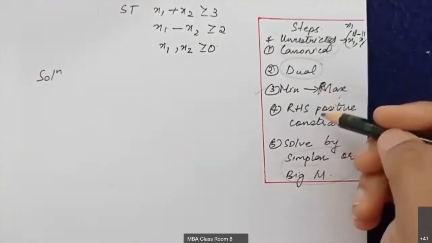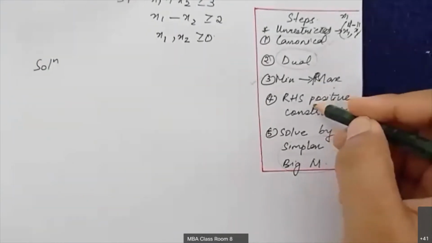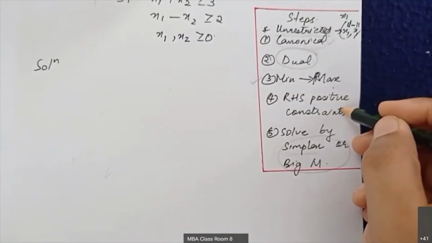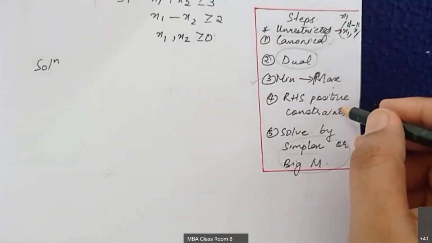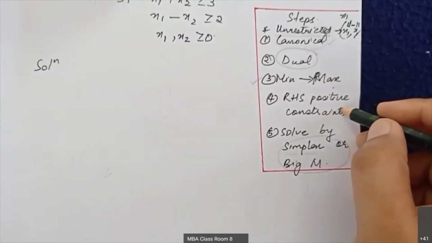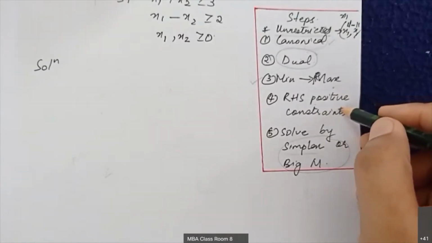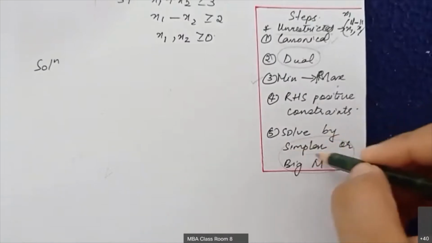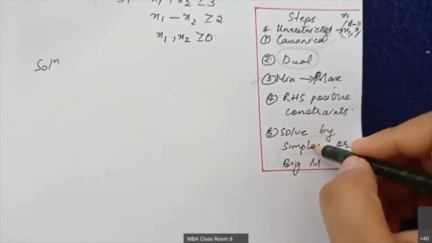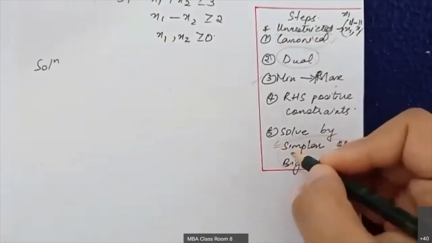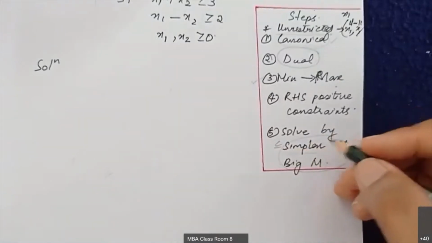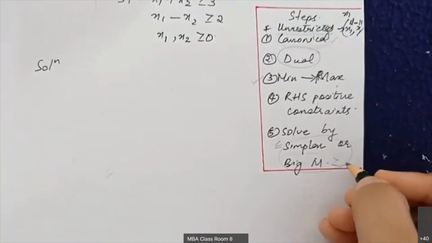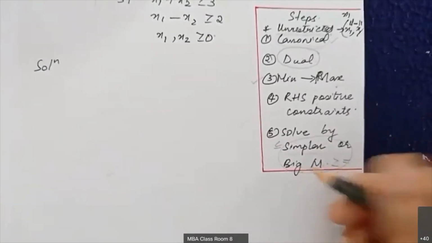The second thing that you check in the simplex method or big M method is that the right hand side of all the constraints should be positive. Again, if that is not positive, you have to multiply both sides of the constraint with -1. Then you will finally decide whether we have to solve it by simplex or the big M method. If all the constraints are of less than or equal to type, we will go for simplex method. If any of the constraints are of greater than or equal to type or equal to type, then we will go for big M method.